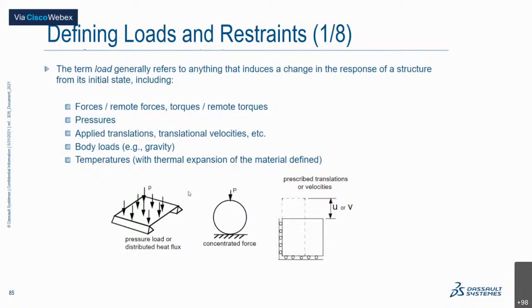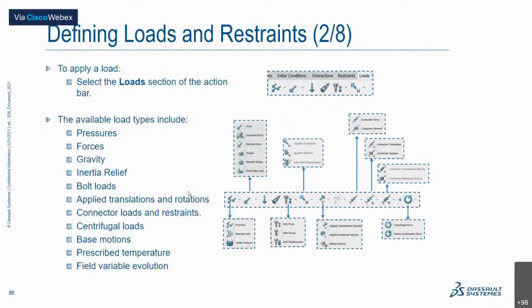Now your load could be anything from forces to pressures, applied translational, body loads, or temperature. Any of these could be your loads applied to a given physical product. And the different types of loads given in the 3DEXPERIENCE platform by the Simulia tool itself are different types of forces. You have force, remote torque, shell edge load. Then you have applied translational. You have different types of force connectors. You have velocity, centrifugal force, rotary forces, pressures. You have prescribed temperatures, inertia relief. There are bolt loads and a lot more options.